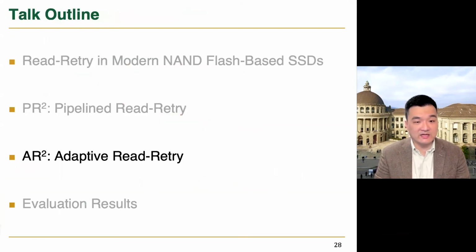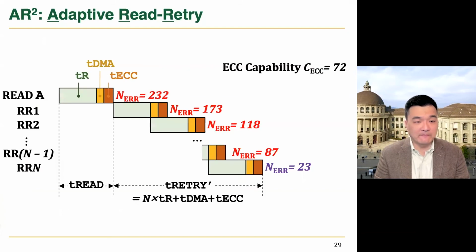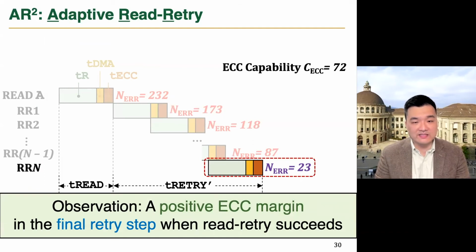Next, let me present our adaptive read-retry. This figure shows our pipelined read-retry mechanism, and you can observe that there always exists a positive ECC margin in the final retry step when read-retry eventually succeeds. In this figure, for example, we can see a large ECC margin since there are only 23 bit errors in the final retry step, while the ECC can correct up to 72 bit errors.